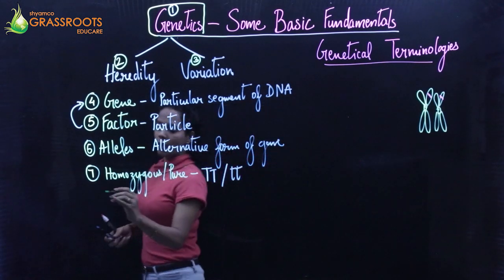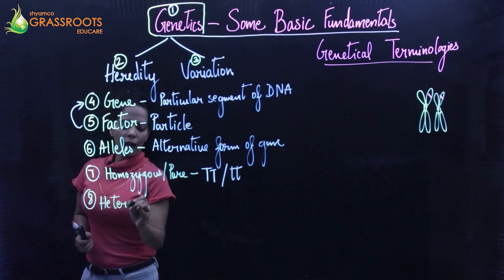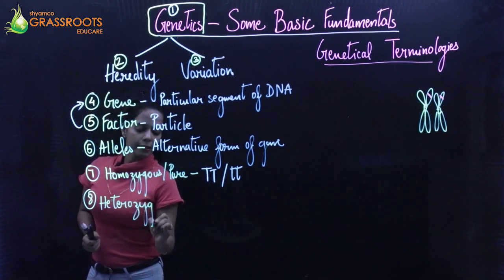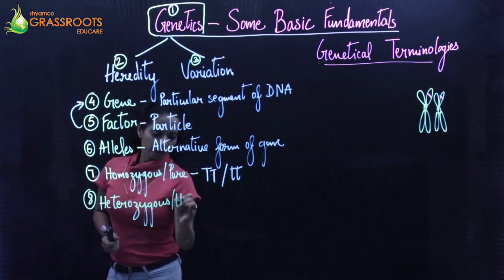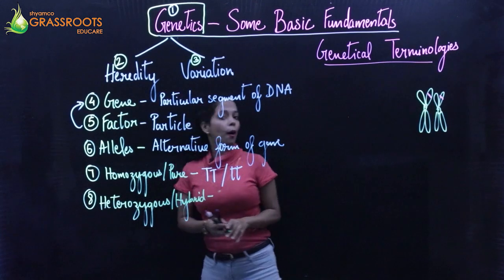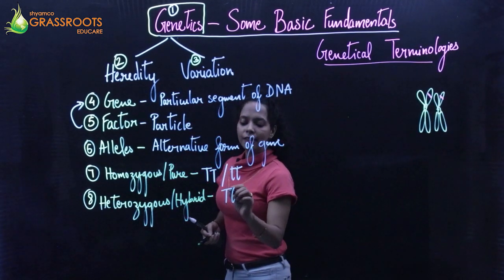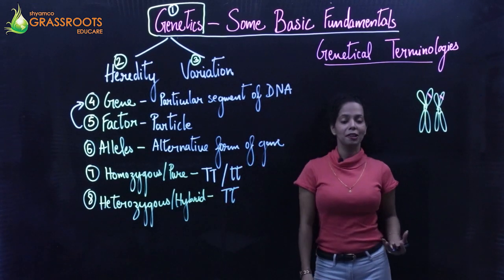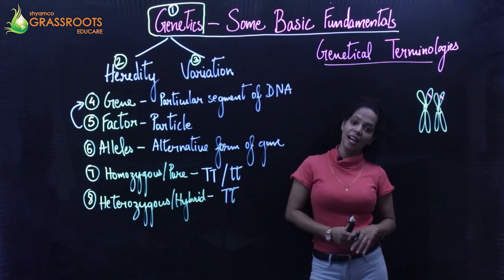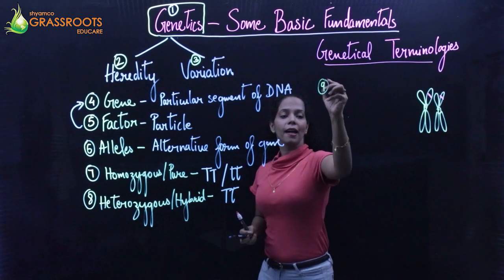Next we have heterozygous, or it is called hybrid. So, heterozygous, another term is hybrid. Now, what is the meaning of this? If the upper one is similar alleles expressing the character, then over here, dissimilar alleles expressing the character is known as heterozygous. Fine.